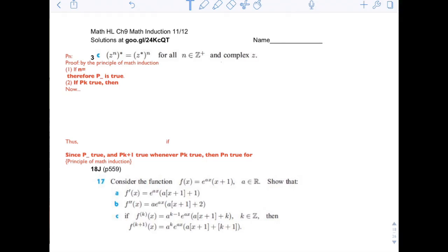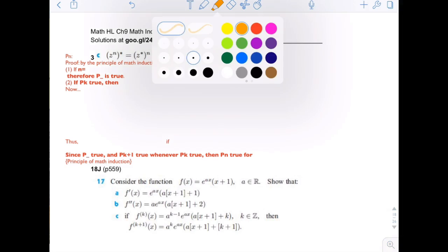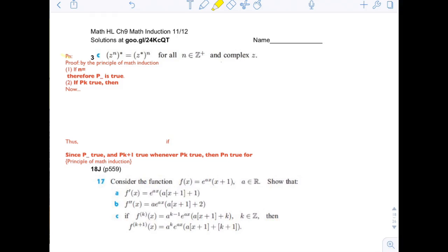Page 11 of math induction. So first, for number 3C, we want to restate the conjecture, which is this.